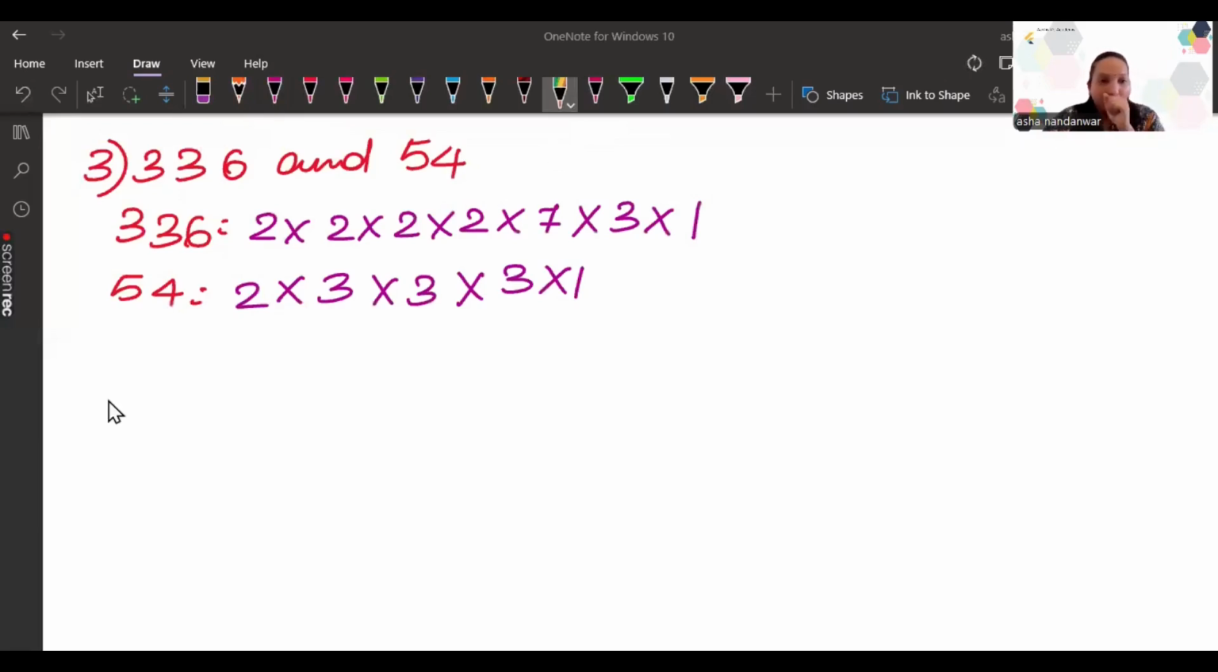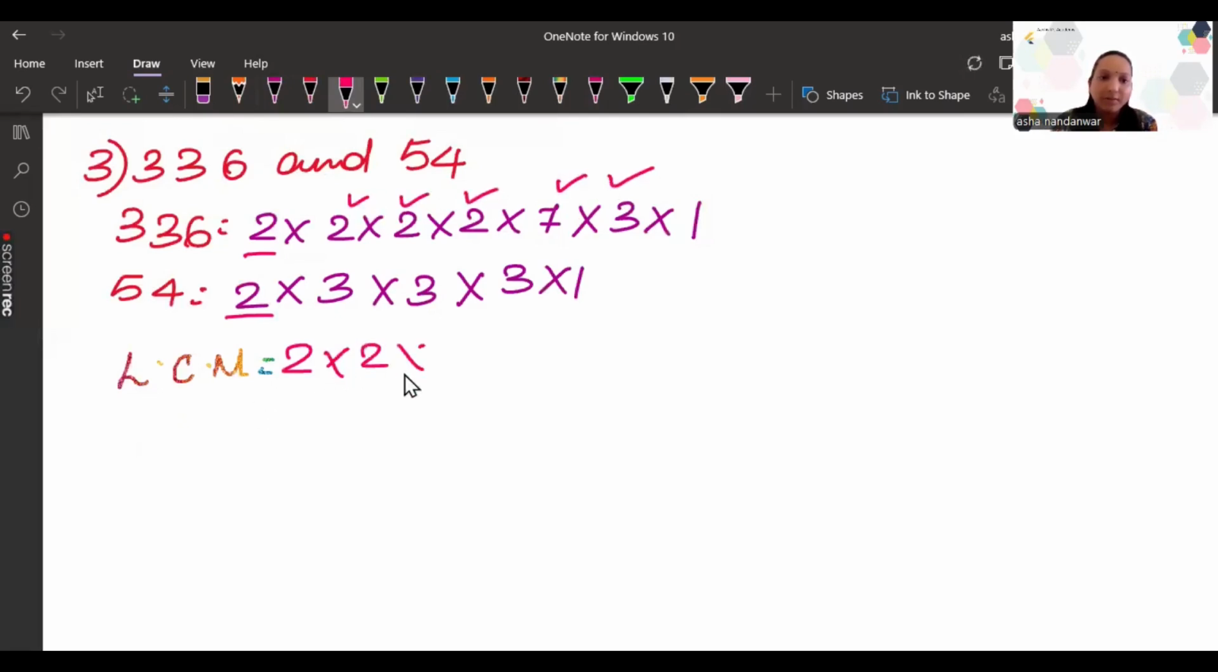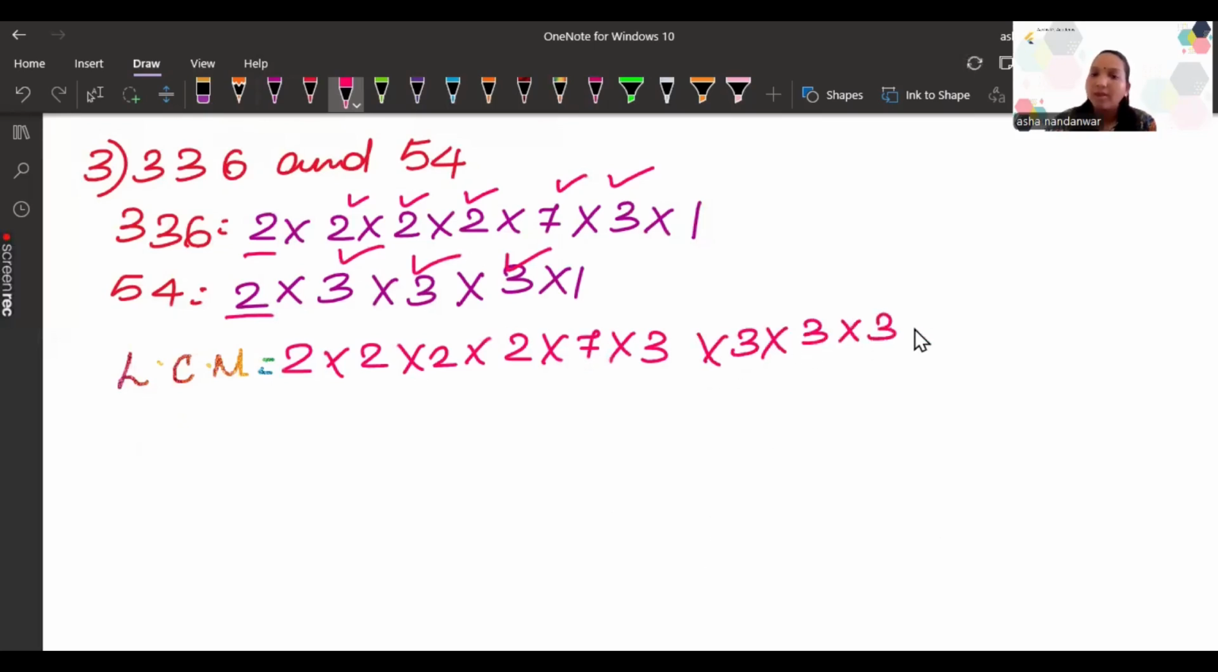Now we will find the LCM. To find the LCM, we have to first take the common. We will write 2 once. Then we will take all the uncommon and write it once, that is 2 into 2 into 2 into 7 into 3, then 3 into 3 into 3. It is always better in the exam that you provide all the steps, so it is easy for the examiner to check. 3024 is the answer.